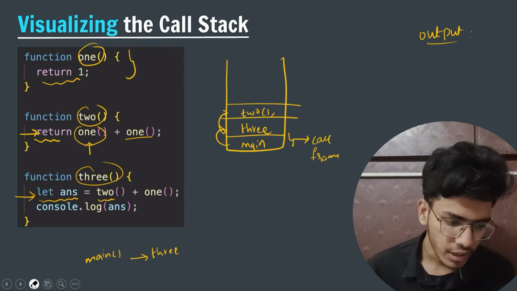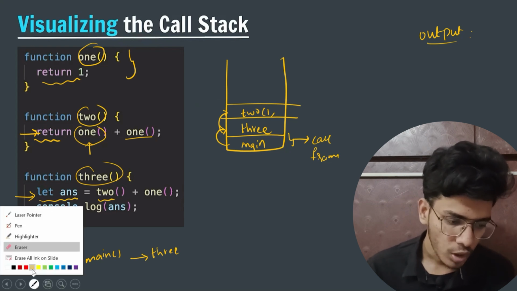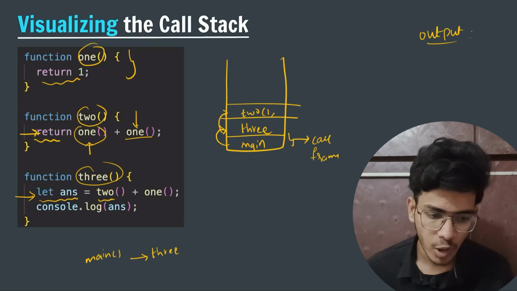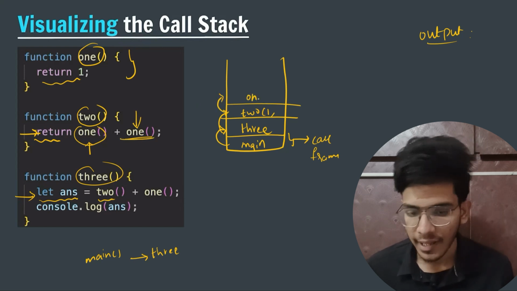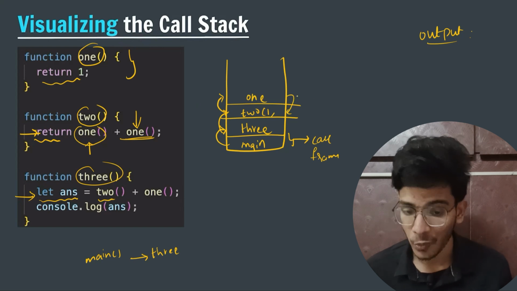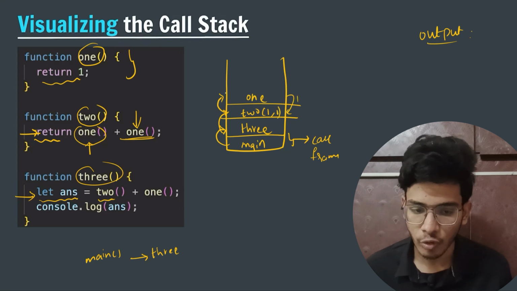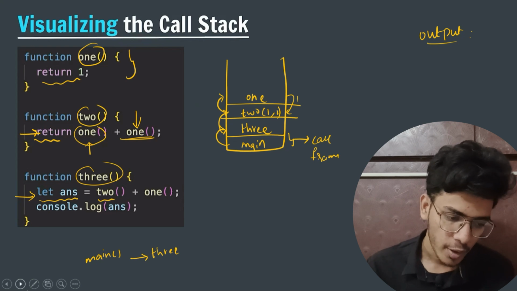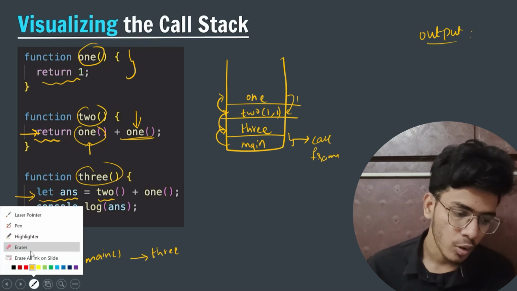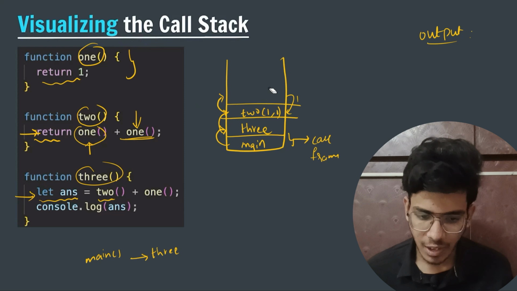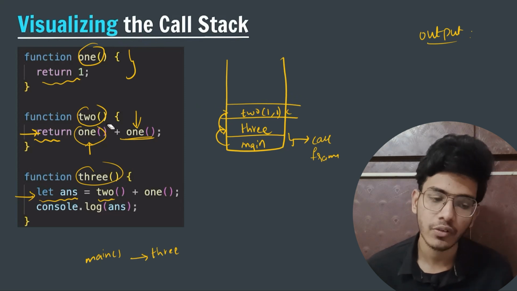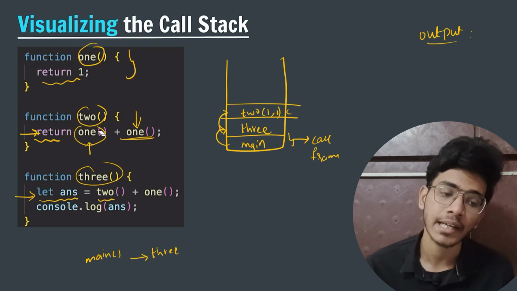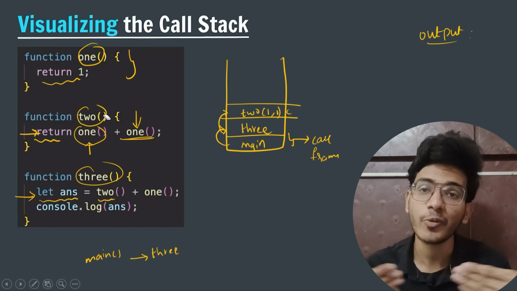Okay, now after returning, what is the next function call? The next function call in 2 is again 1. So this will call 1 again, and 1 will again return 1. So here the returned values will be 1 and 1. Now you can see the overall function calling of 2 is completed. Now when the function 2 is completed, what is it returning? It is returning the sum of the 2 returned values.